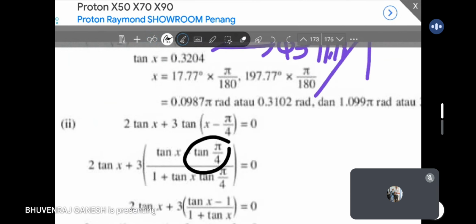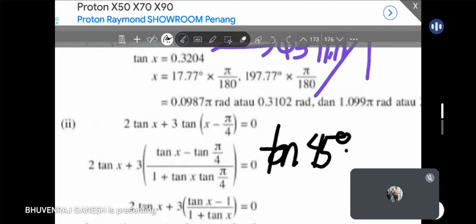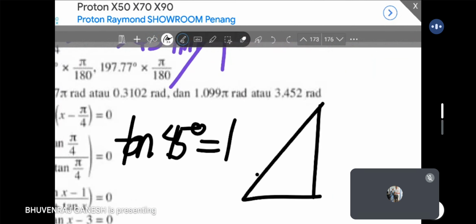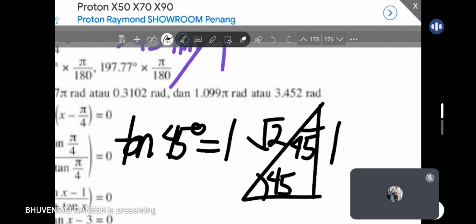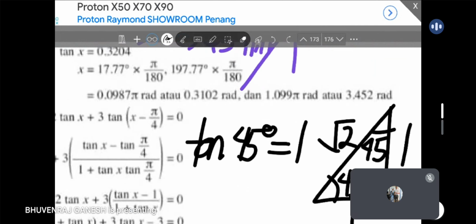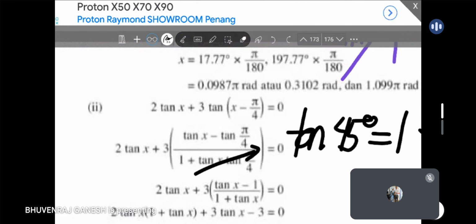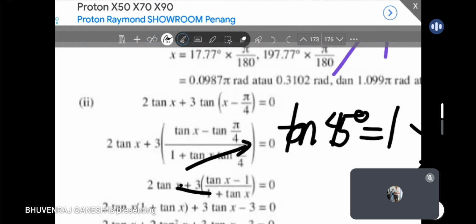Okay, so tangent 45, the answer is actually 1. Okay, tangent 45 sama dengan 1. You can refer the triangle just now. Okay, lihat segitiga. Okay, this will be your triangle. Okay, 45, 45, 1, 1, 1. Okay, so the answer is 1 lah, 1. Okay, opposite over adjacent. Bertentangan bahagi bersebelahan. Okay, so this one is just 1. So you will get like this. And then you expand, kembangkan. Okay, so you expand the 1 plus tangent x to all of the terms. Kembangkan 1 plus tangent x kepada semua sebutan.